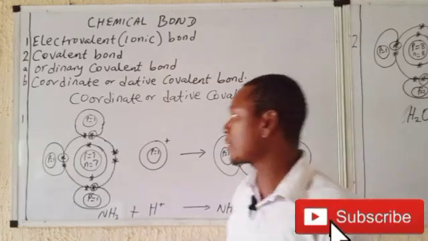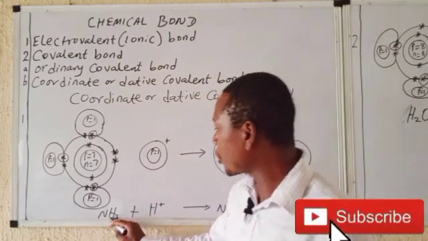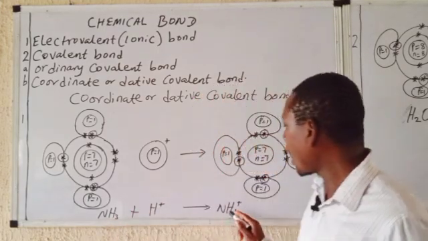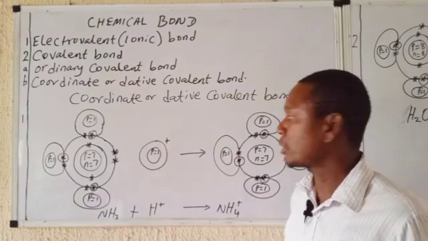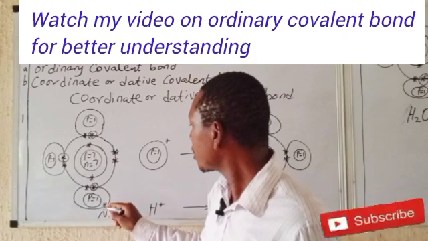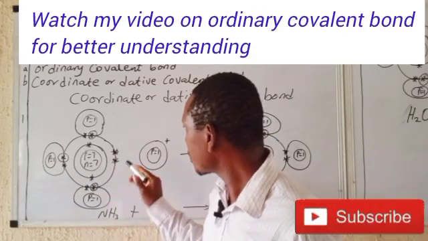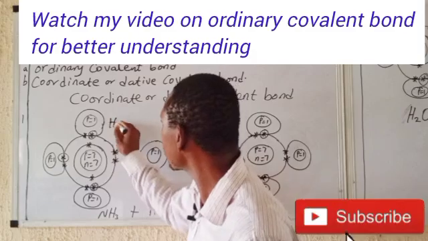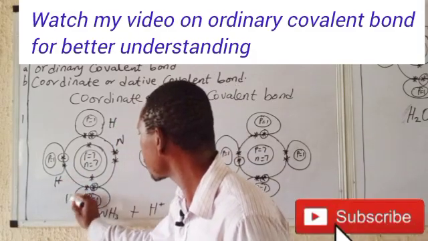Now, let's take a look at this example. This is ammonia and this is hydrogen ion. How do they combine to form the ammonium ion? That's what we are going to discuss. But before we do that, note this bond. This is nitrogen, this is hydrogen, so we'll use N to represent this. This is H, and this is H.